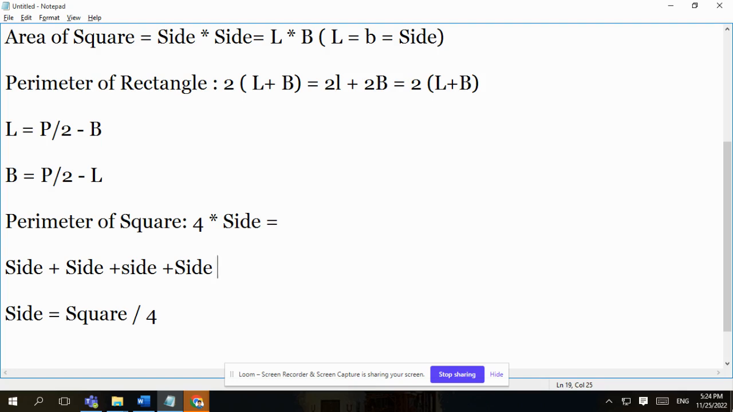How do you get the 4 times? 4 times means I'm adding the same number 4 times, right? For example, 2 times 4 is 8. That means I'm adding 2 plus 2 plus 2 plus 2. So if you see smartly, the 4 multiplied by side came from where? It came from here.